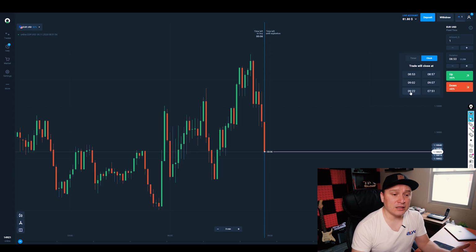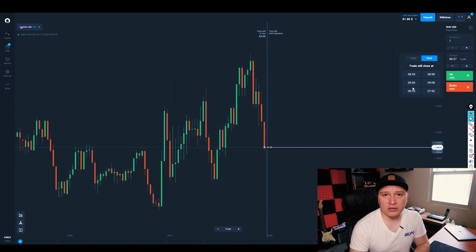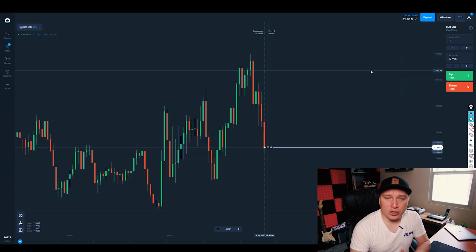So for instance, this is a 5-minute strategy, which means that it will expire at around right here. You can change it to 5 minutes, or you can actually use the clock to have this trade expire. Honestly, I don't use it. I prefer to use the timer. Just 5 minutes is good, and that's it. Okay, don't get confused by it.